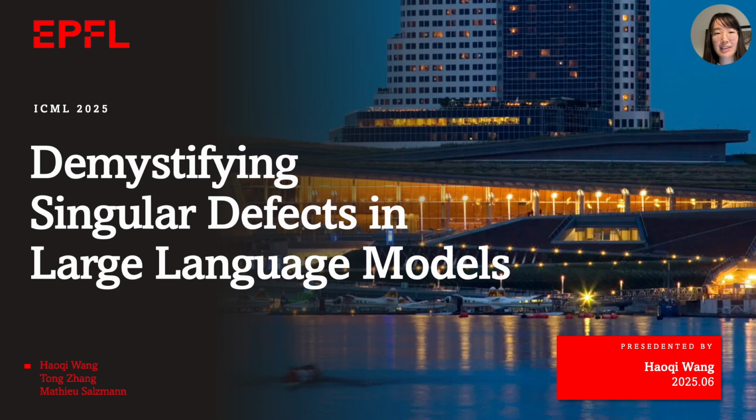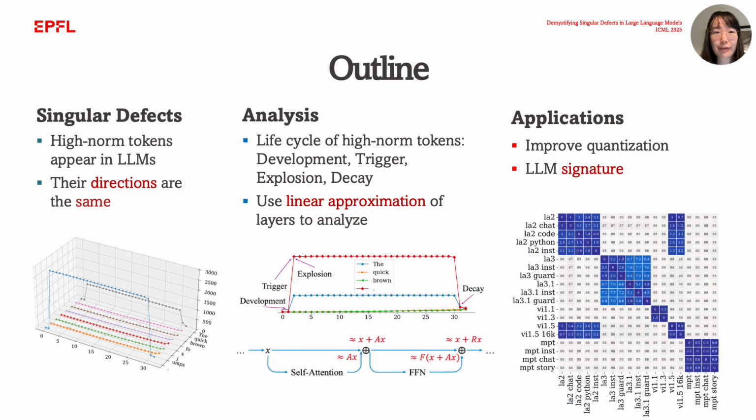I will present our latest work in ICML 2025, Demystifying Singular Defects in Large Language Models. Singular defects refer to the phenomenon of high-norm tokens appearing in intermediate layers of LLMs. We will provide a detailed analysis of the life cycle of high-norm tokens, including its development, trigger, explosion, and decay. Our analysis motivates two applications, including improving the quantization and the design of LLM signature.